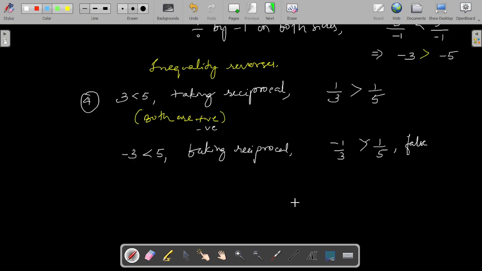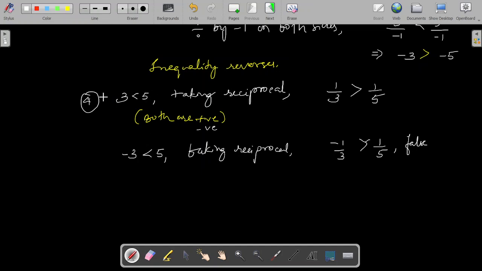One more rule you can add here. Taking the reciprocal, when both are positive or both are negative. Here the condition is that the real numbers taken should be of the same sign, either both positive or both negative. So if you have two real numbers which are both positive or both negative, in that case, if you take the reciprocal, the inequality reverses.